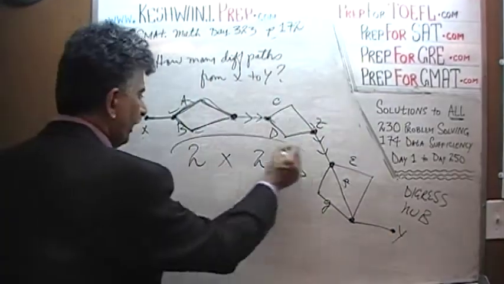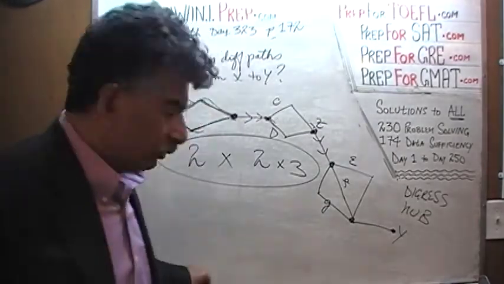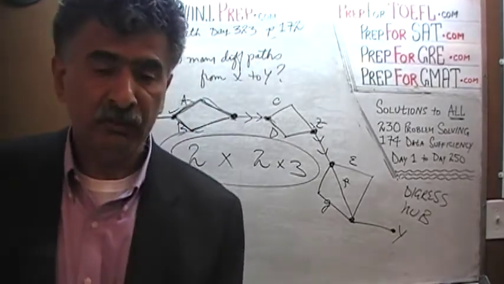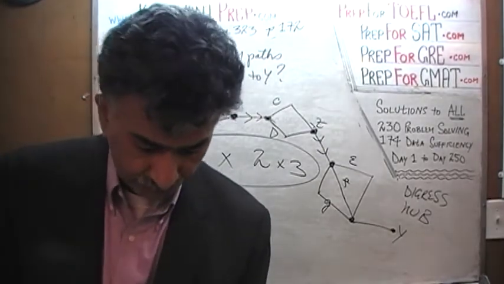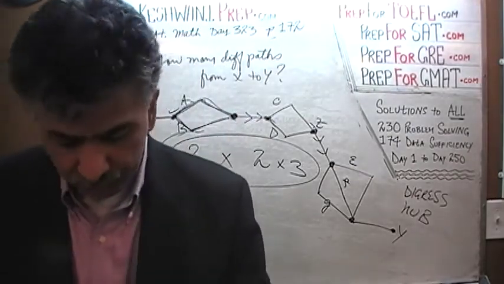How many different ways do I have to go from X to Y? The answer is 2 times 2 times 3, which is 12. There are 12 different ways we could do our journey. The answer is C. Let's go to the next one.